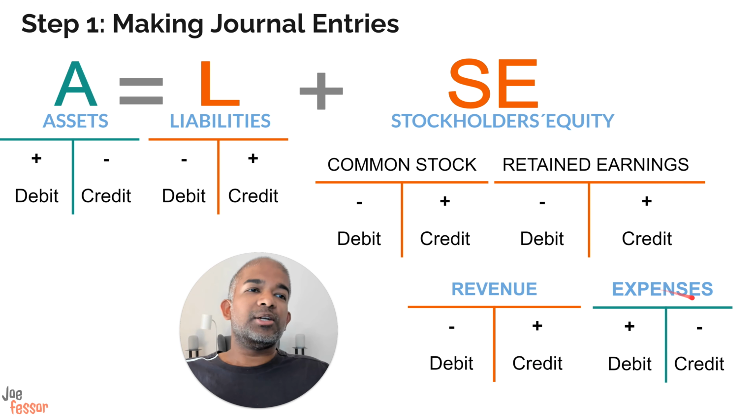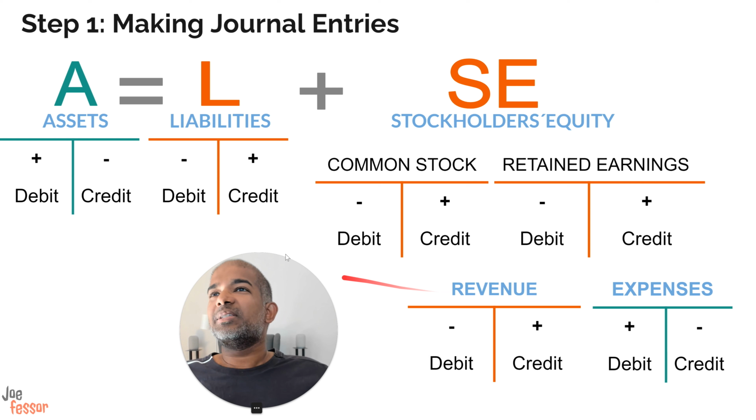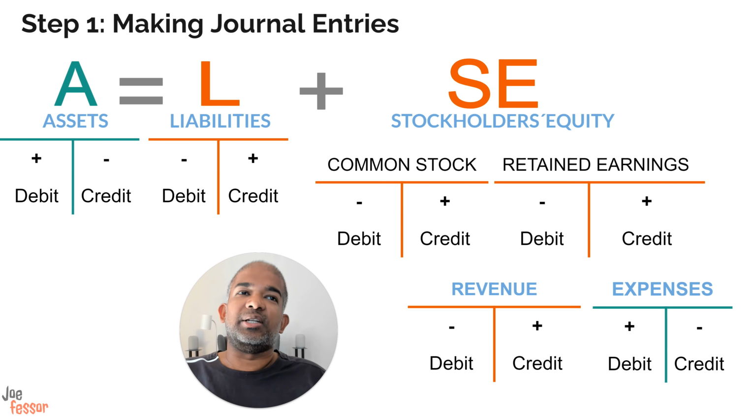Because expenses are inversely proportional to retained earnings. What do I mean by that? When expenses go up, retained earnings go down. So if you'd like to record an expense, you would have to debit it. Or if you would like to reverse an expense for whatever reason, you would have to credit that account. So if you're somewhere in the beginner to intermediate stage on your financial accounting understanding journey, then this framework can be considered a good starting point in helping you make these journal entries.